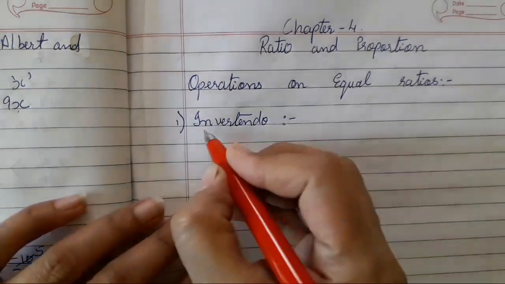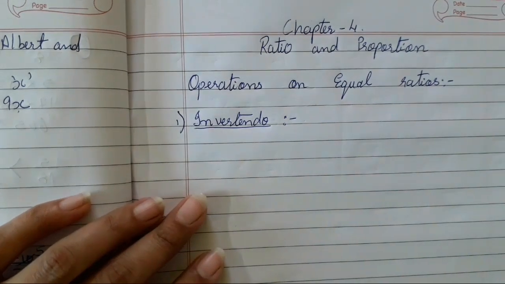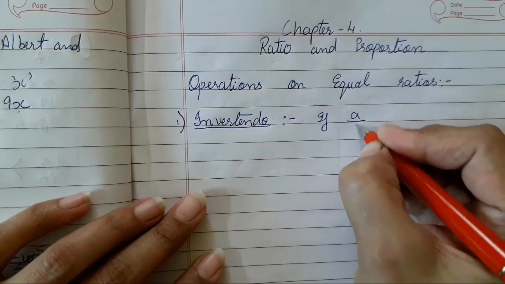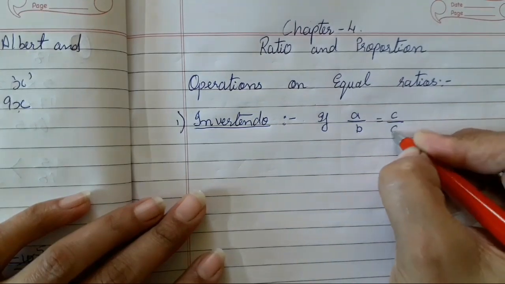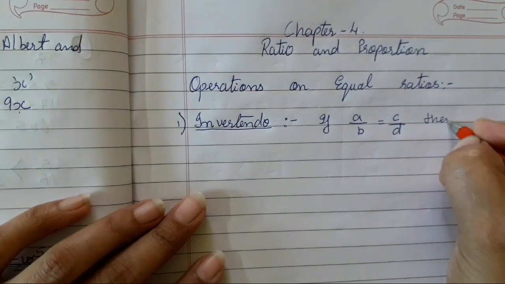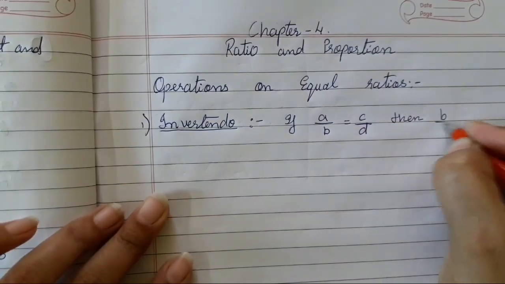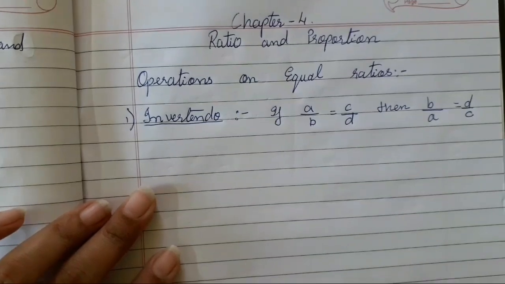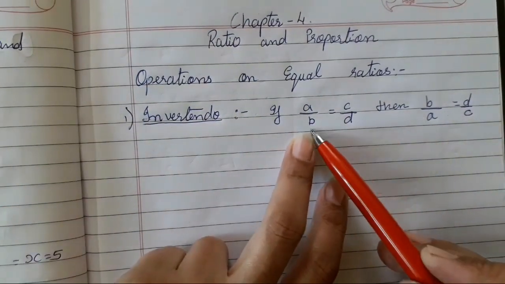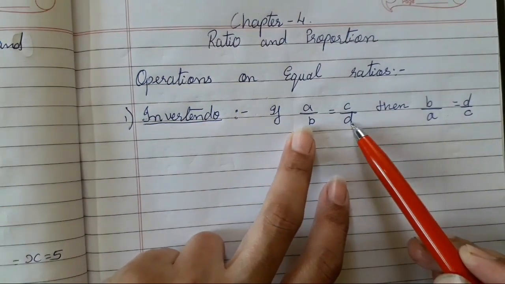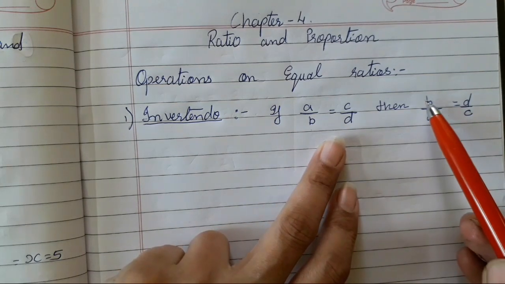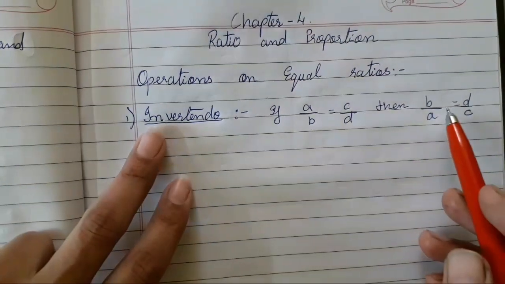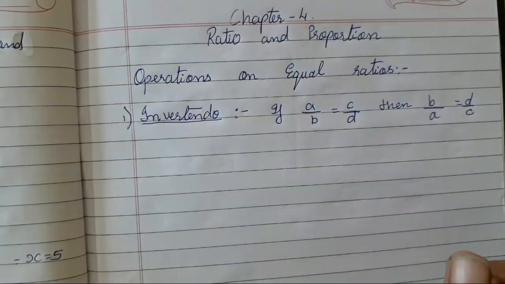Okay, so let's start with invertendo. Now what does invertendo mean? Suppose we take A upon B equal to C upon D, then it will change to B upon A is equal to D upon C. Okay, now what you have seen over here is that this was the question, and we have just interchanged the numerators and denominators. So this method is known as invertendo.